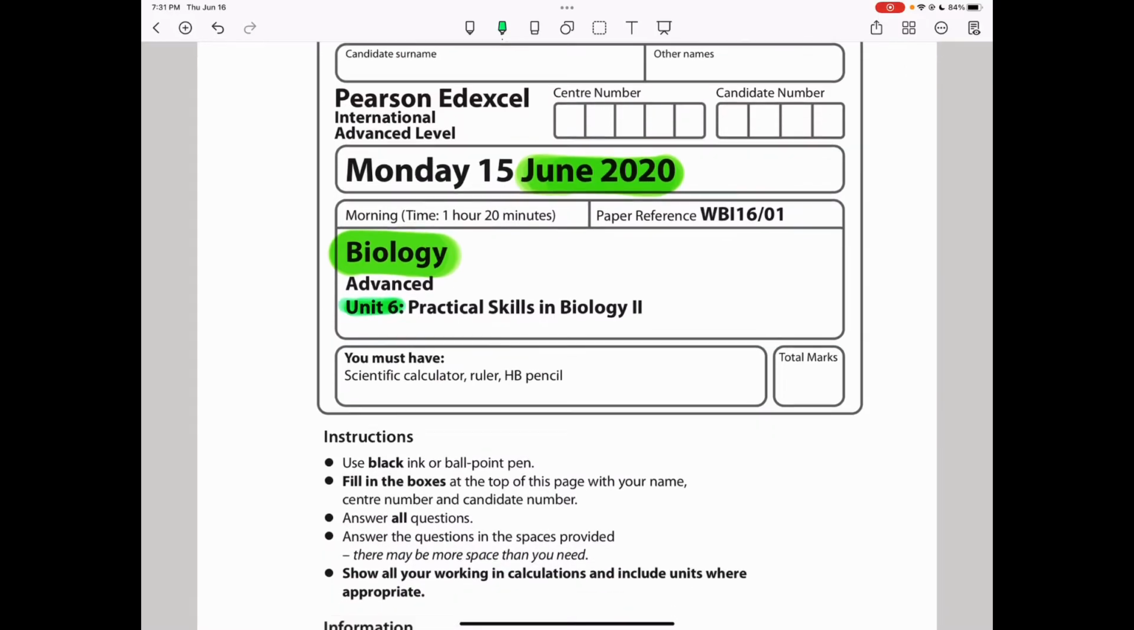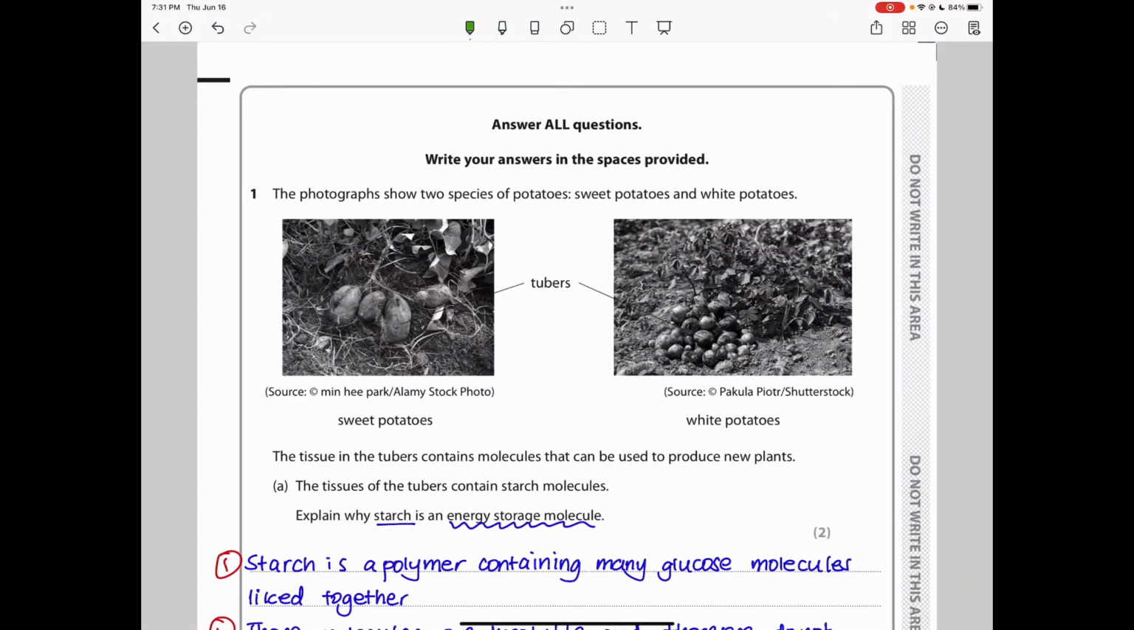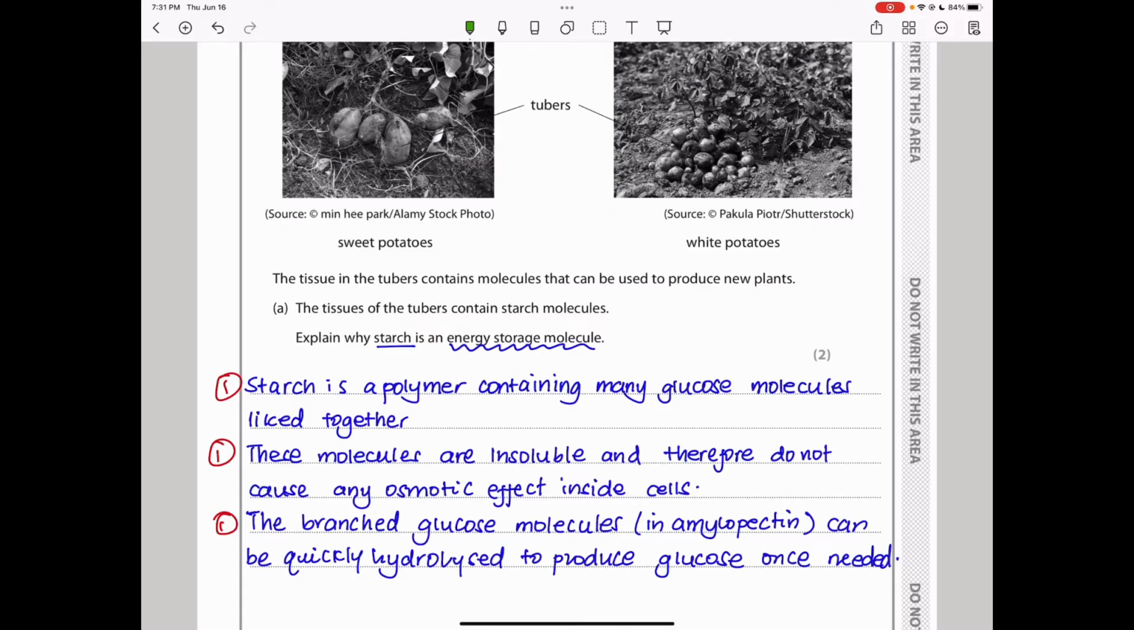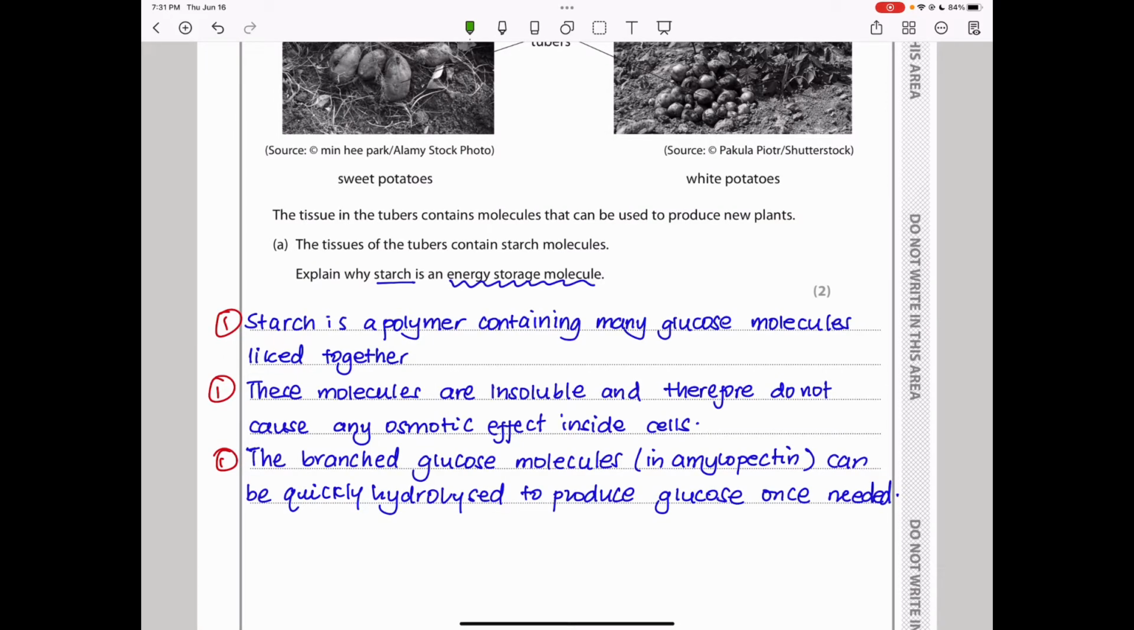Let's begin. This paper is 50 marks, so I'll go straight to question 1. Question 1 says, the photograph shows two species of potatoes, sweet potatoes and white potatoes. The tissue in the tubers contains molecules that can be used to produce new plants. The tissues of the tubers contain starch molecules, and they say explain why starch is an energy storage molecule.